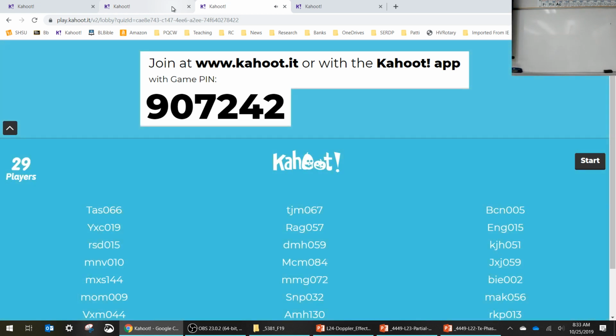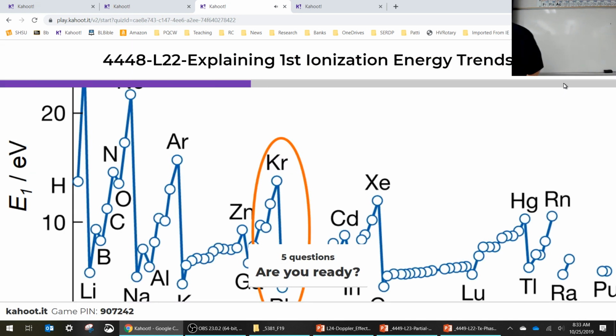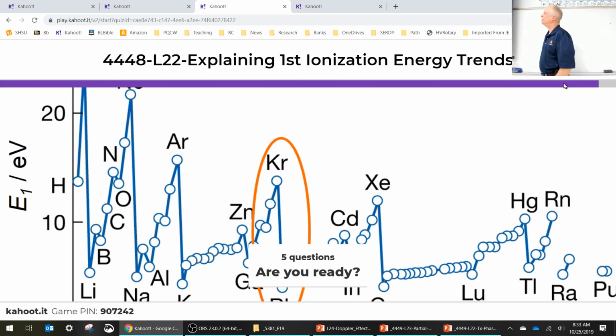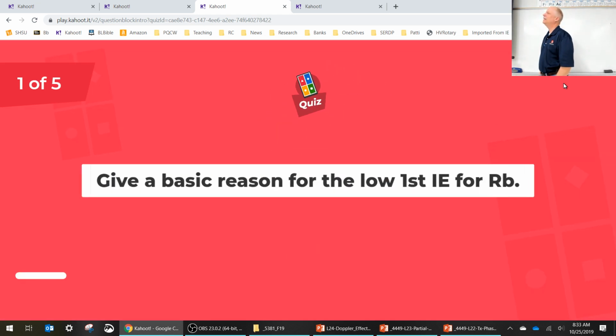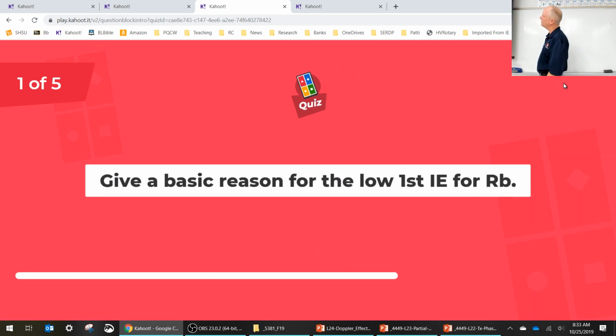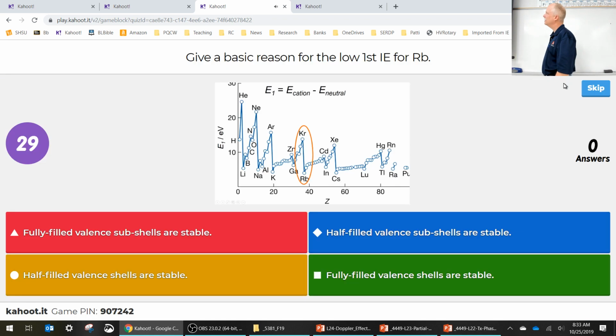Okay, let's go. So we're going to beat this to death. Do you think it's on the test? Yep. Give me a basic reason for the low first ionization energy for rubidium. This guy right here. So it has a low first ionization energy. Why?